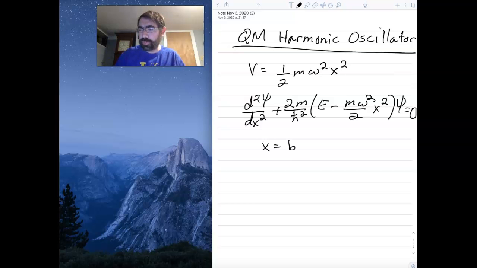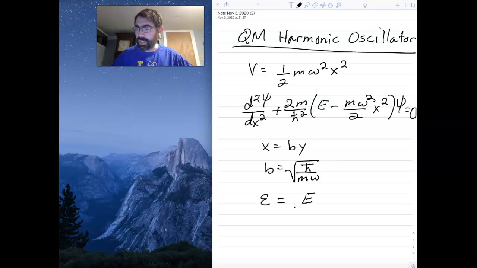x we wrote as b y, and b we wrote down as the square root of h bar over m omega. And lastly, we said that the energy was a reduced energy, which is the total energy divided by h bar omega, which is a good choice because h bar omega is from Planck's equation showing that energy is related to the frequency of the wave.